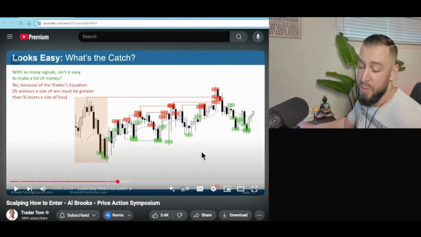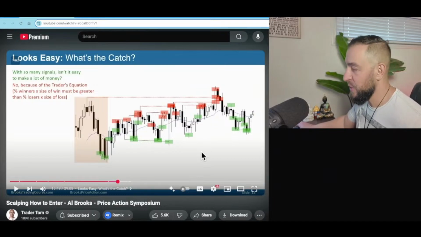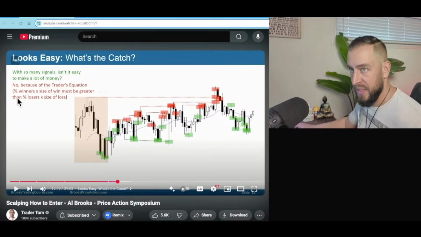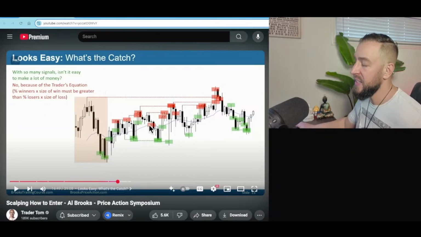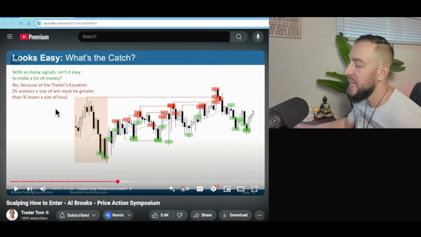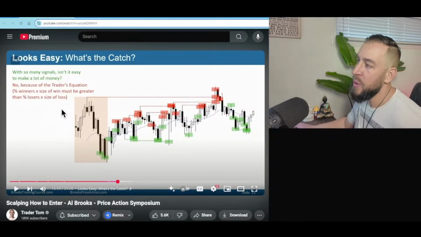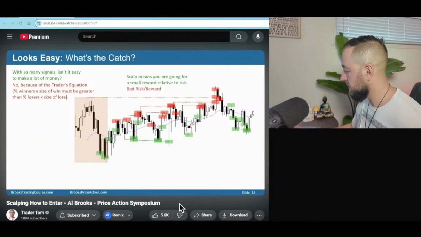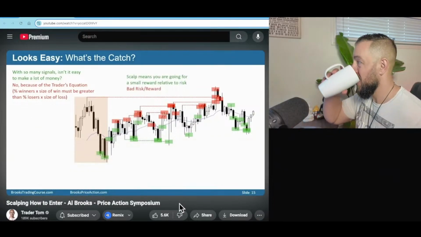Okay, now this is so important. This is something very few traders know, which is called the trader's equation. So screenshot this and really study this here because it's one of the most important keys to structuring a profitable trade. And not only that, but one of the most important keys to becoming consistently profitable is understanding this math equation.